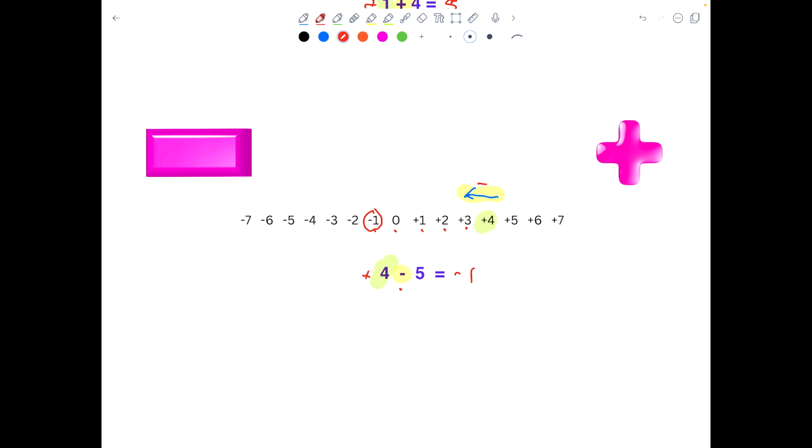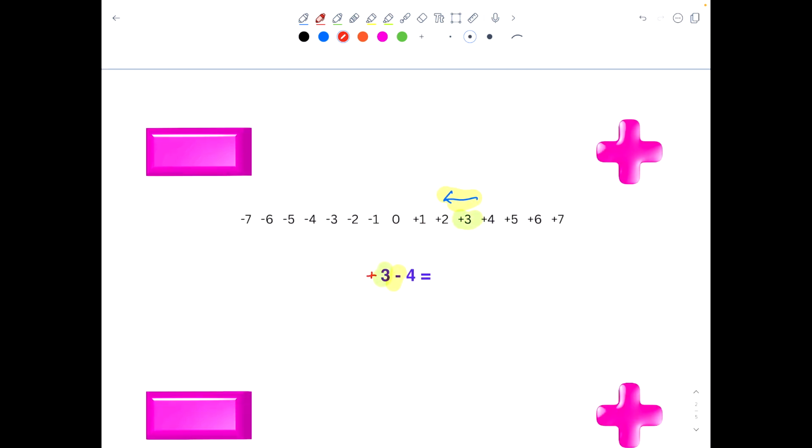See, visualizing it helps a lot. If you know what you're doing, you have a picture in your mind. So here we start with a positive 3, and we move left, because a minus means left, and we go 4. So 1, 2, 3, 4, so it's negative 1. So 3 minus 4 is negative 1.